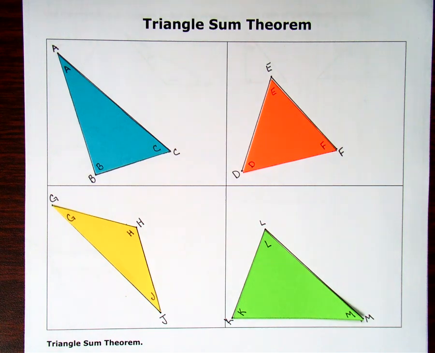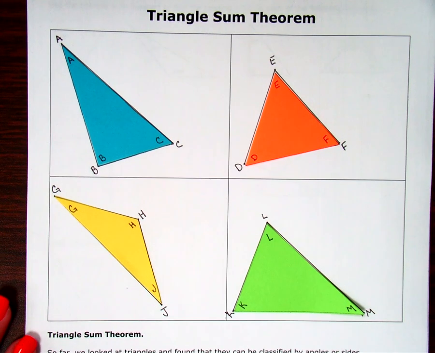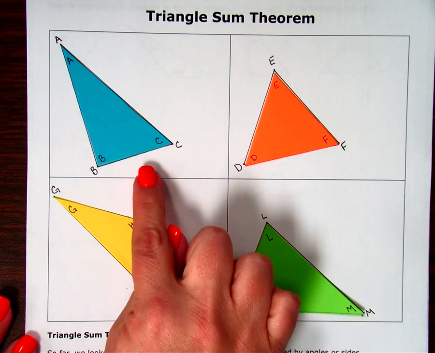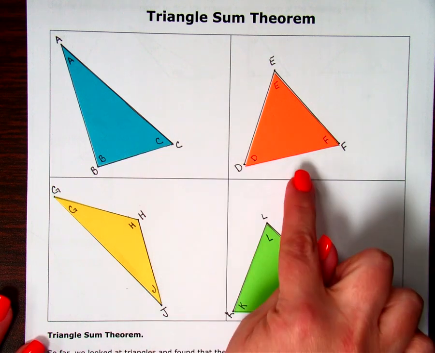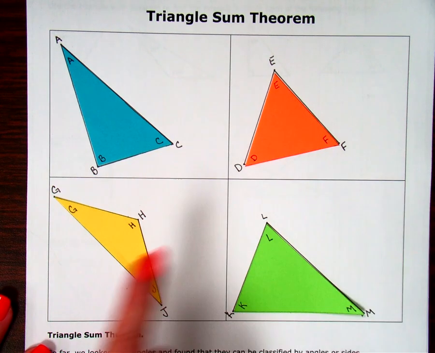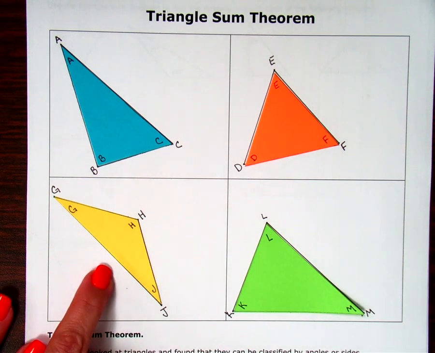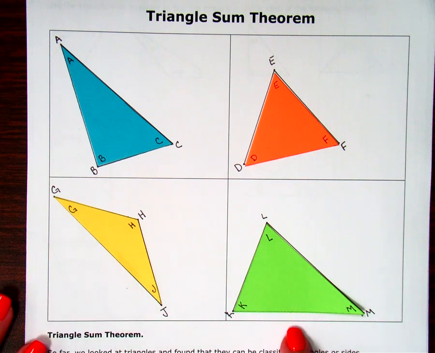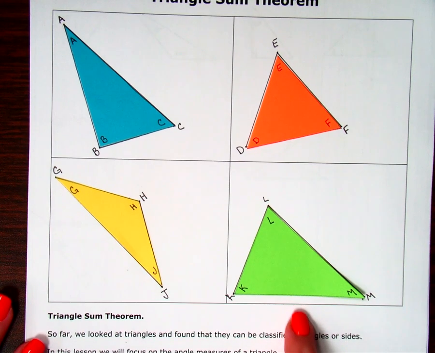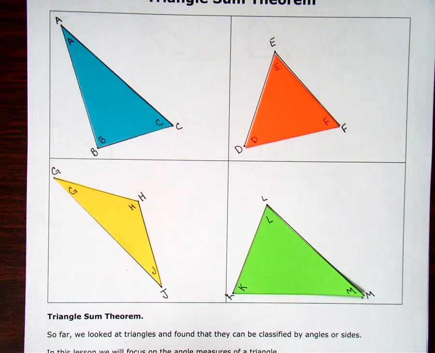Hi, today we're going to look at the triangle sum theorem. If you look here, I have 4 different triangles. I have a right scalene triangle, I have an equilateral equiangular triangle, I have an isosceles obtuse triangle, and I have a scalene acute triangle. So I wanted to try to get a good different mix of triangles where they're all a little bit different, okay?